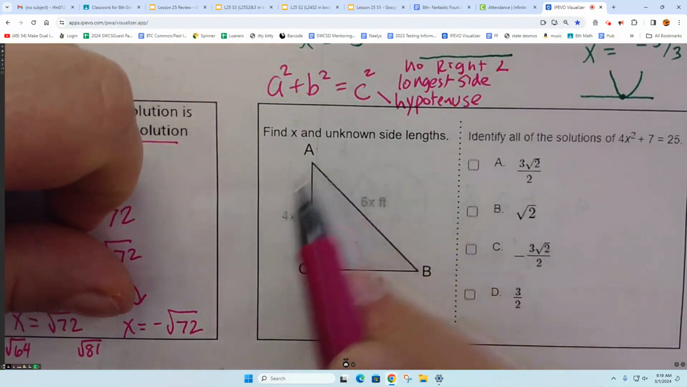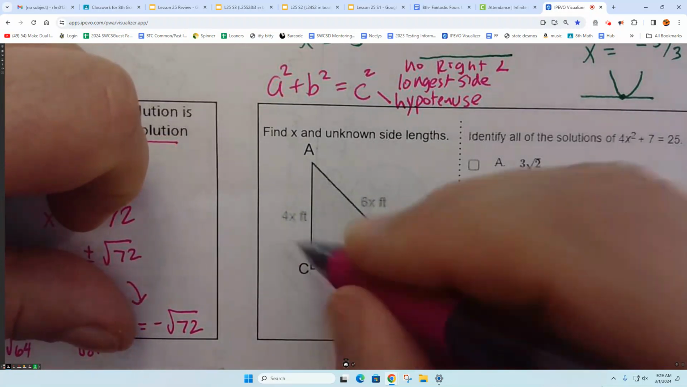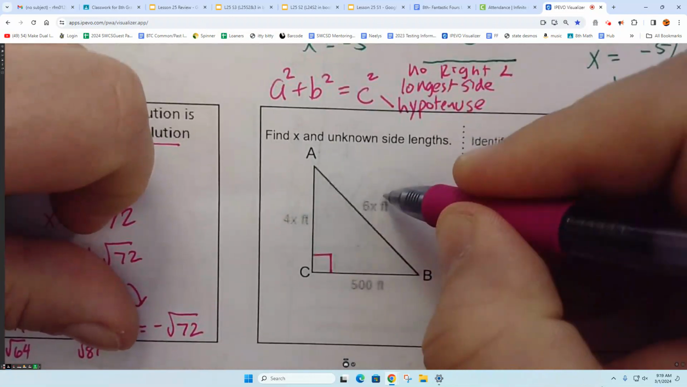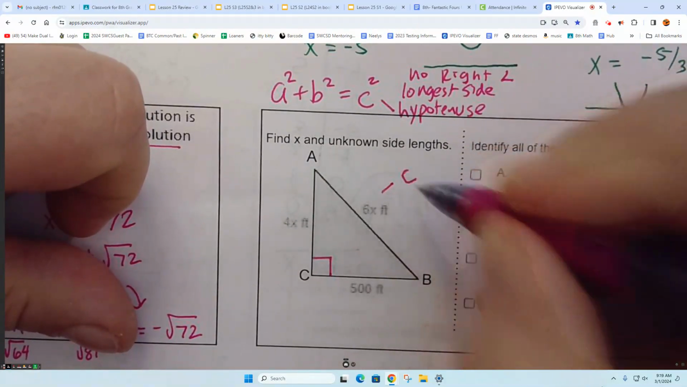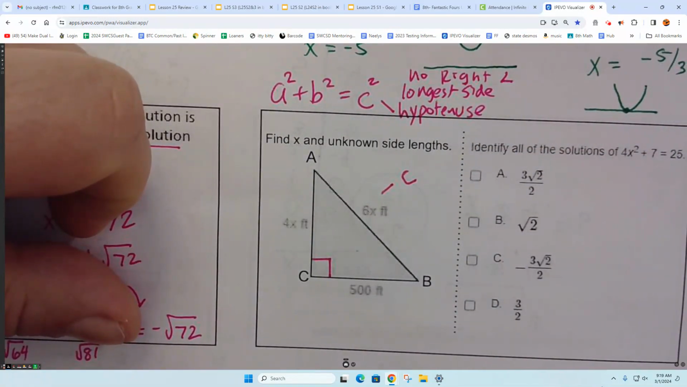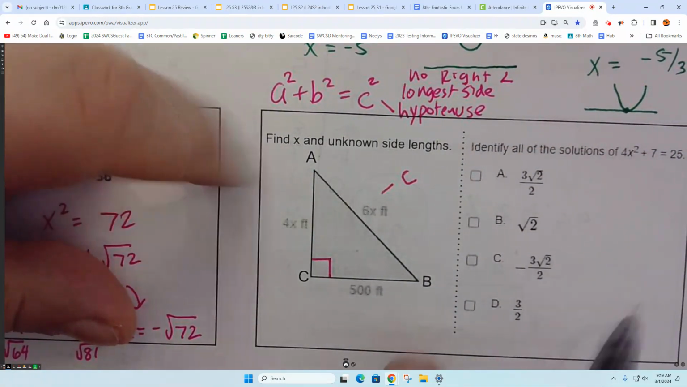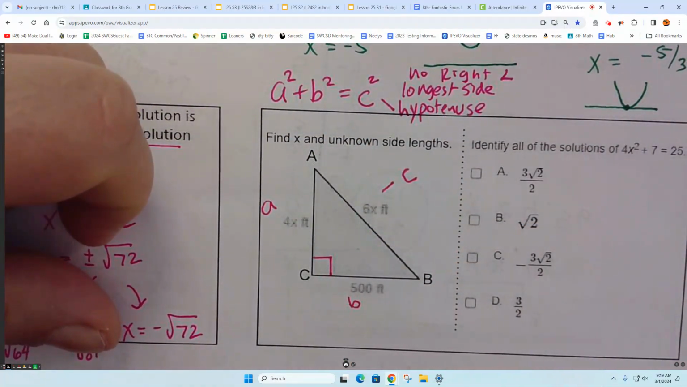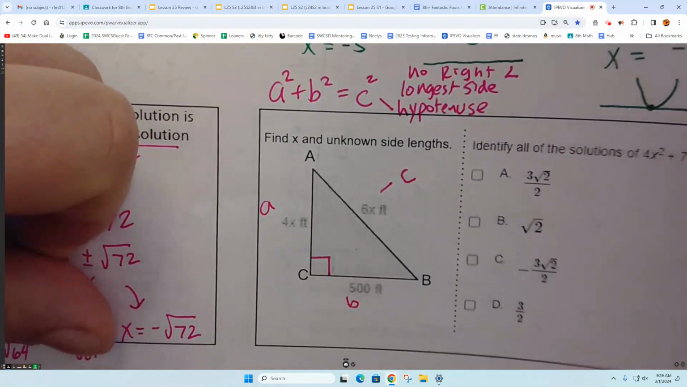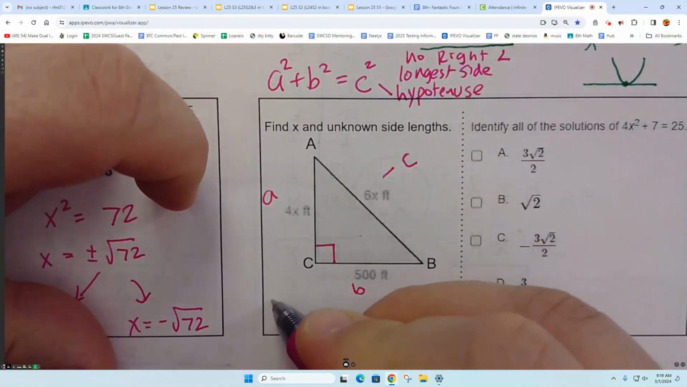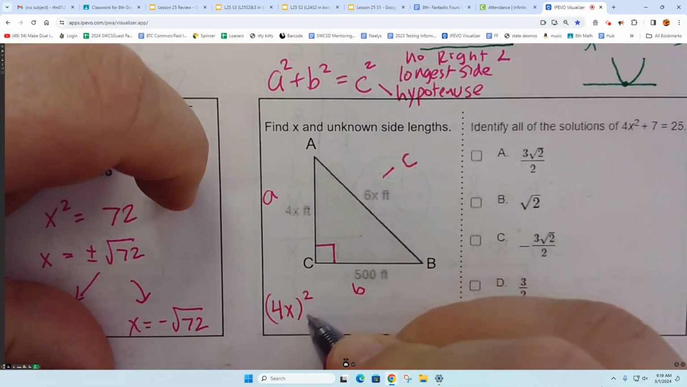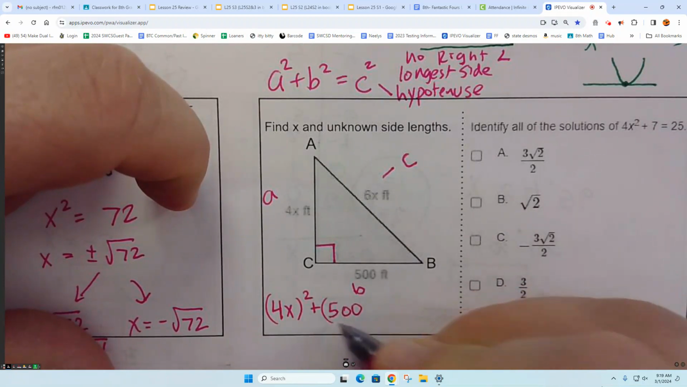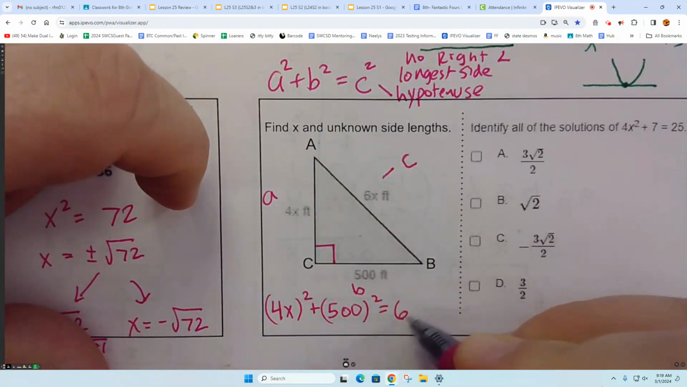Which side is the hypotenuse here? Good. And I really should have written a right angle symbol there. This has to be our hypotenuse. This has to be our C. The other two, it does not matter. So I can call this one A or this one A. I don't know. I'm just going to go A and B. It wouldn't matter if you did them the other way. The formula says A squared, 4x squared, plus B squared, 500 squared, equals 6x squared.